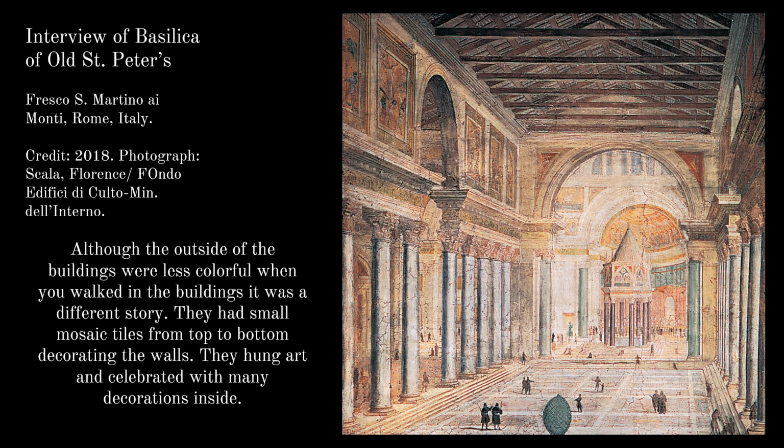While here we get an interior view of the Basilica of Old St. Peter. This is in Rome, Italy. Although the outsides of the buildings were less colorful, when you walked into the buildings, it was a different story. They had their mosaics, tiles from the top to bottom. They hung art and celebrated with many decorations inside. It was almost similar to the catacombs, the dark outside and the beautiful inside. But this was a huge movement in those times as well.